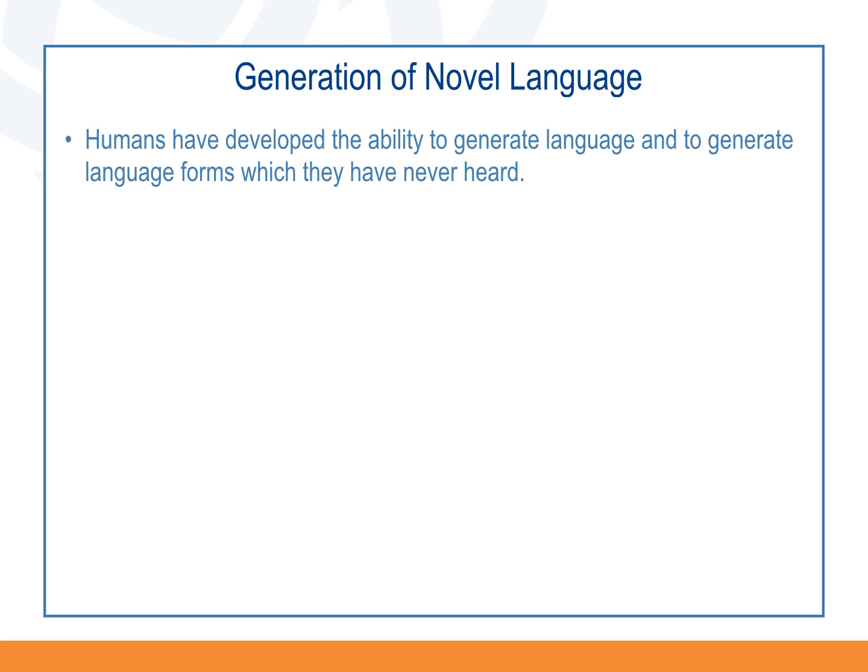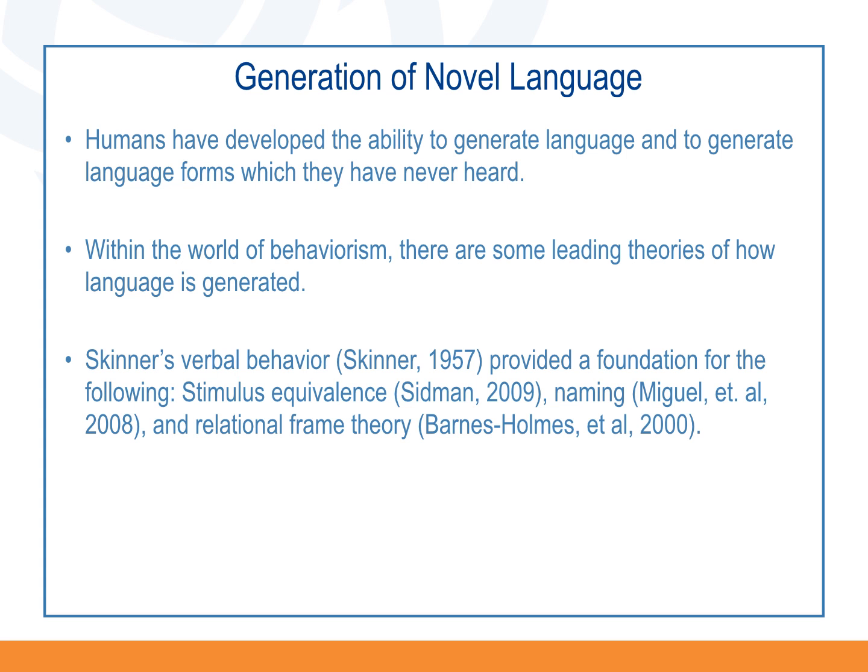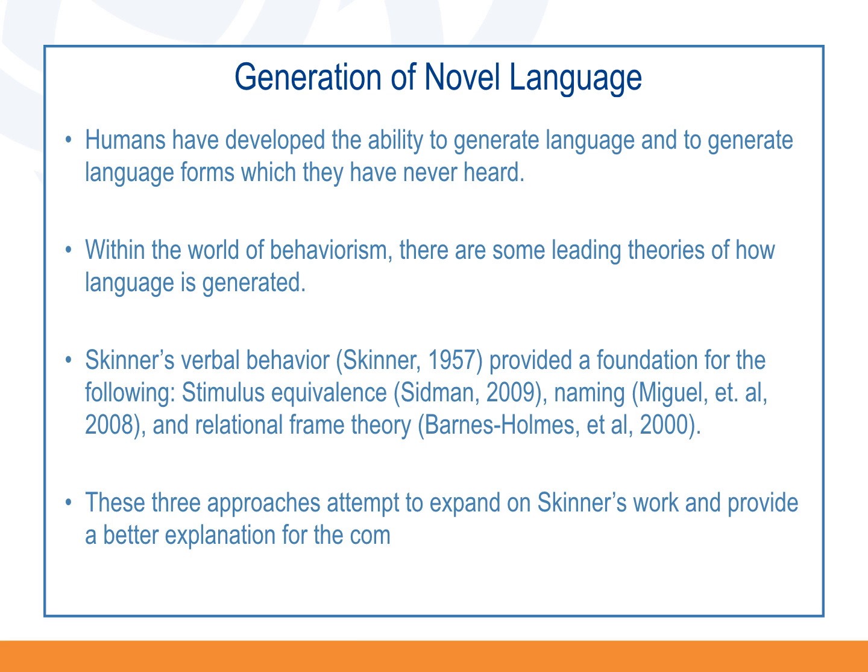So within the world of behaviorism, there's a couple leading theories on how language really is generated. Skinner's verbal behavior really provided the foundation for the following: the stimulus equivalence that we talked about, the naming concept, and then relational frame theory as well. And these additional three approaches really attempted to expand on Skinner's work and provide what they considered a better explanation for that complexity that is human language.